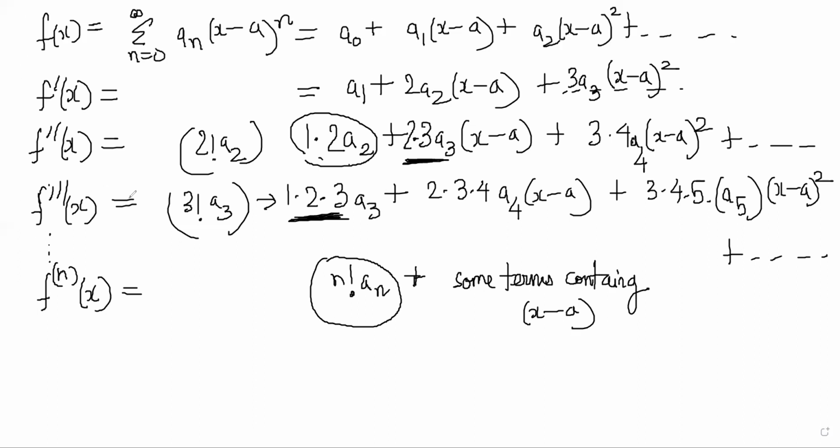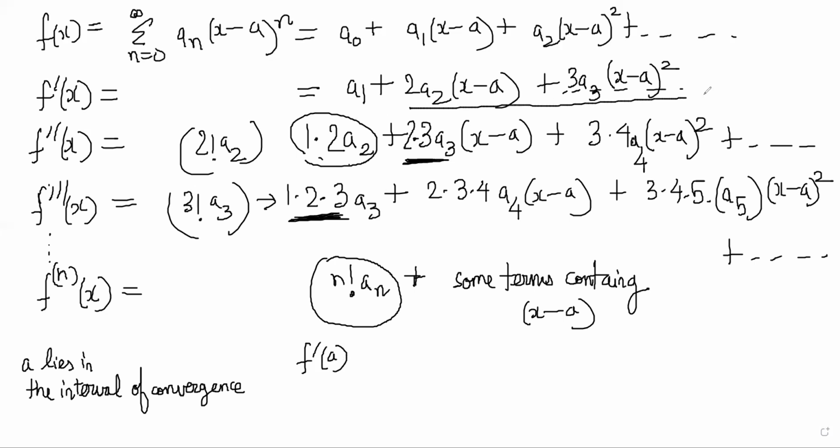Now because a lies in the interval of convergence, we can put the value of a in this. Basically, a is a point which is inside that interval in which the power series converges. So we can put the value of a in all of these steps and we get f dash a. F dash a is what? If you put a, all of these other terms vanish. F dash a is simply a1.